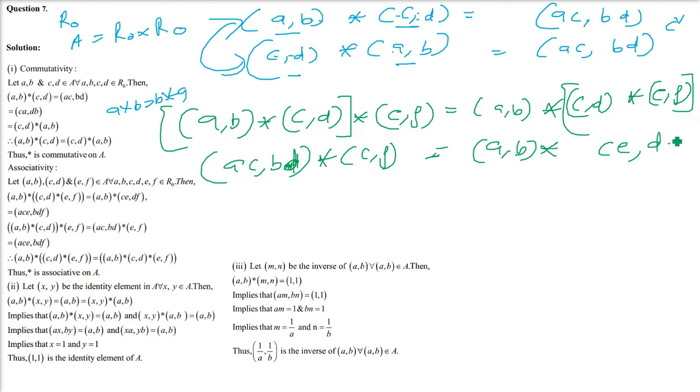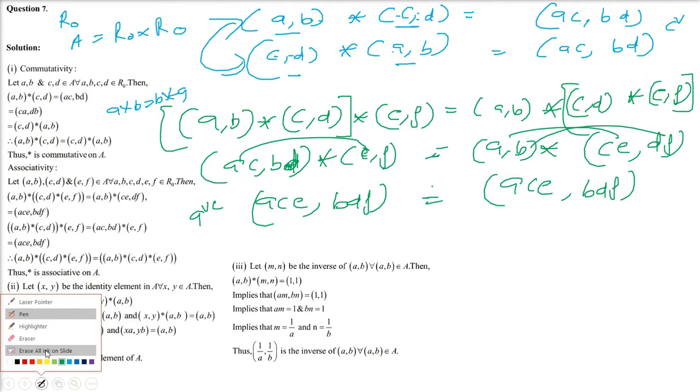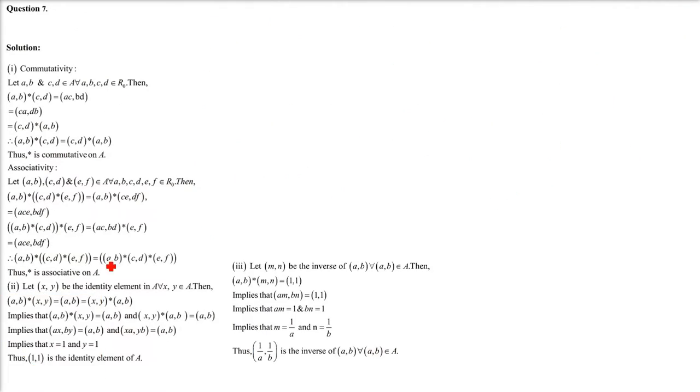So AC into E means the first values of the pairs are multiplied: ACE, and you get BDF here. On the right also you get A into CE and B into DF, that is BDF. What do you see here? They are equal, which means they are associative. This operation is associative on this set. I hope you got the idea. Let us clear it and come to the identity and inverse part.